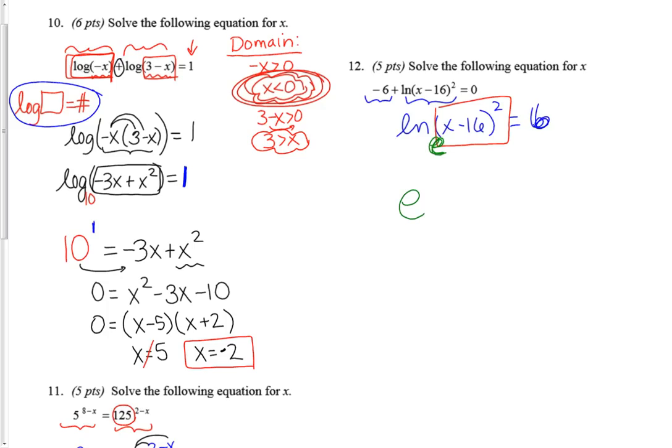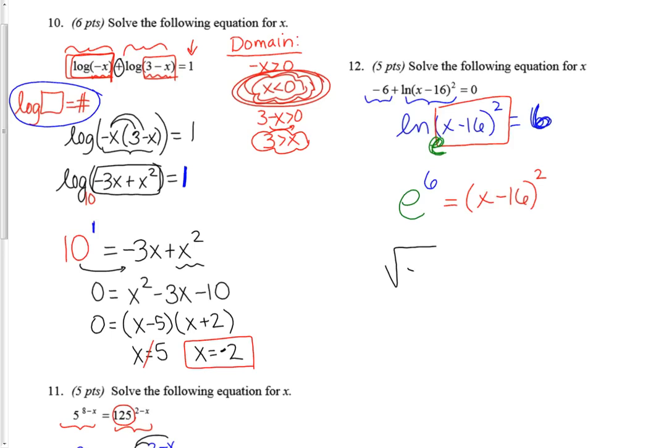The 6 that used to be over here on the right by itself will now be e's exponent. And then what used to be inside the logarithm, which was x minus 16 squared, is going to be over there by itself. Now this is a place where you guys have a tendency to make a mistake. We see that we want to get rid of the squared on the right to solve this problem. Don't forget to get rid of the squared.